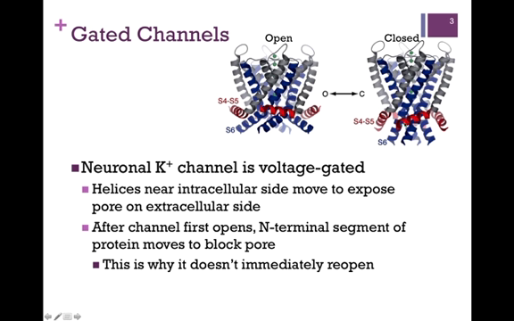In response to some signal, those red alpha helices will move. They will separate from one another. We're opening the bag, and that allows the gray and blue helices to separate from one another, thereby opening the pore. In the case of the neuronal potassium channel, after it first opens, there's an N-terminal segment of the protein that moves to block the pore, and this is why it doesn't immediately reopen. Remember, that's important for making sure that our action potential moves in one direction down the length of that axon.